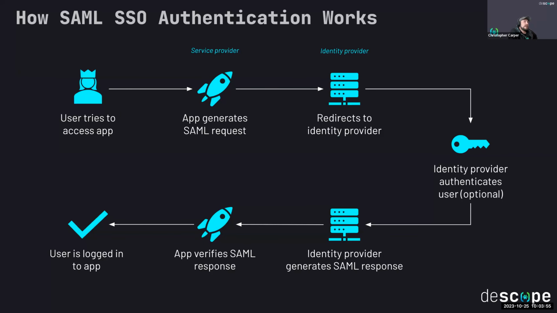So here's a diagram of how SAML SSO works. The user tries to access an application. The app generates the SAML request, which goes to the identity provider. The identity provider authenticates the user and then comes back with a SAML response to the application, so the service provider, and then the user is successfully logged in.